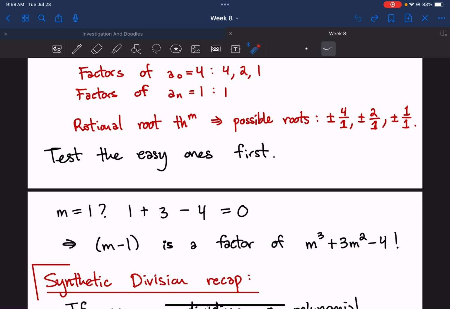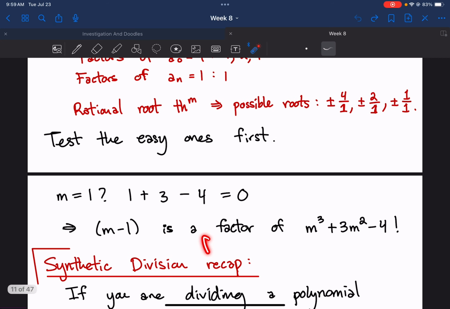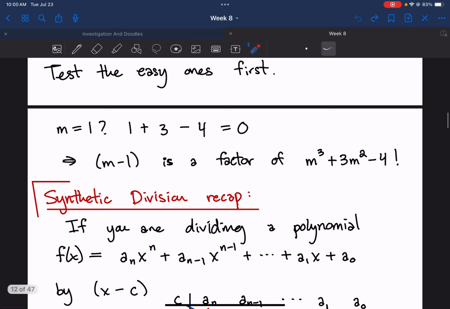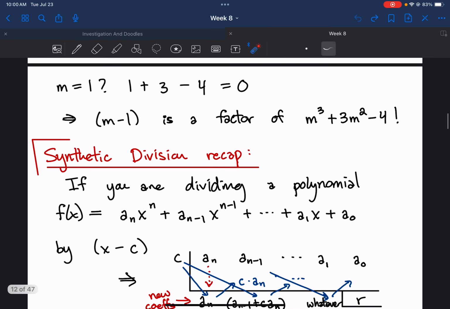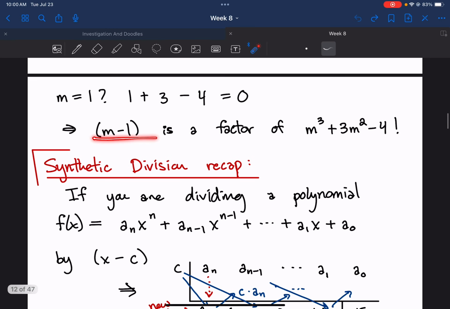What do they call this? Is this just the root factor? I think it's called the factor theorem. If you have a root of the polynomial, then m minus that root is a factor of the polynomial. Okay. Now we need to know how to factor m minus 1 out of this polynomial.